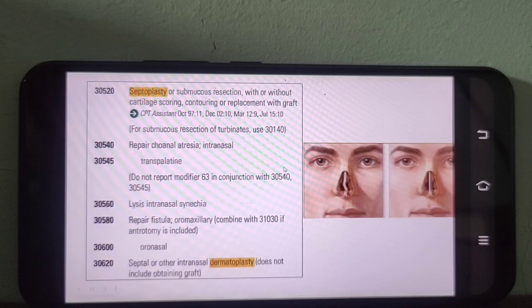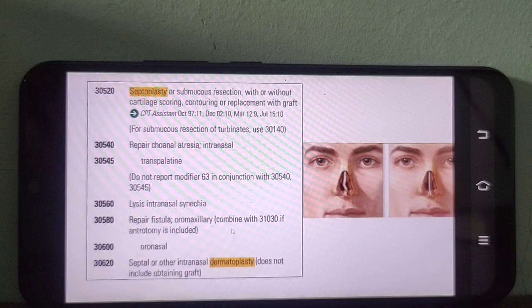So for fistula, oromaxillary is 30580, oronasal is 30600. That is the location. Here the procedure is repair of fistula, and the anatomical location is oromaxillary 30580, oronasal 30600. For dermatoplasty, go for 30620. Here the name of the procedure is directly mentioned by the provider.